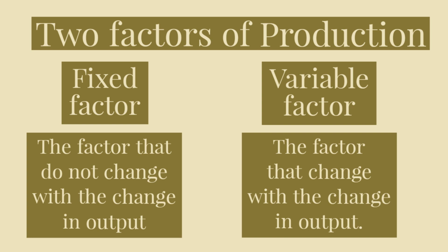For example, I have 2 hectares of land. In the short run, I can't change this factor, so land will be my fixed factor. Whereas I employ labor, firstly I employ 1 unit of labor, then 2, then 3, and I can employ as many units of labor as I can. So this is the variable factor. So the factor that can be changed is the variable factor, whereas the factor which can't be changed is the fixed factor.